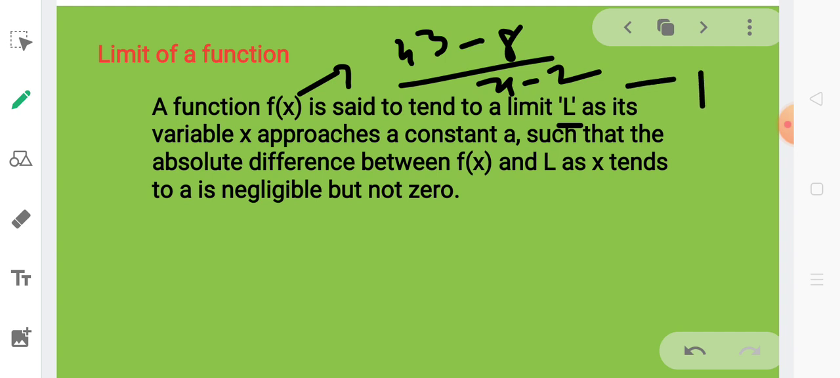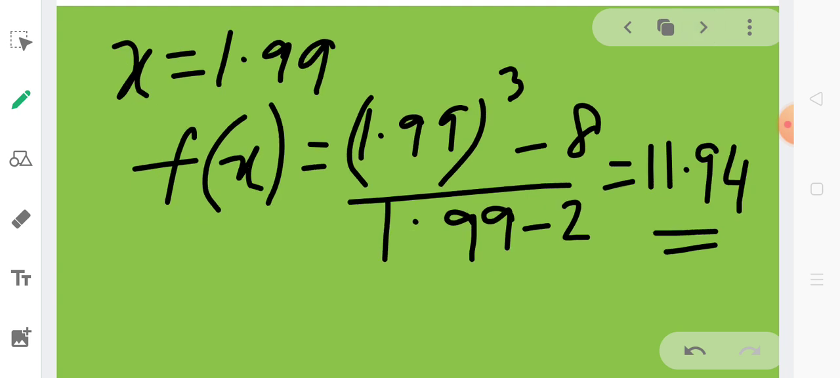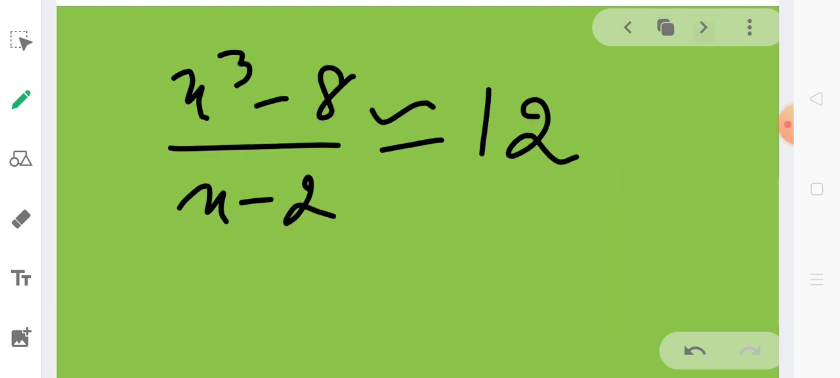What was the limit? 12. As its variable x approaches a constant a. What was the constant? 2. Such that the absolute difference between f(x) and L as x tends to 2 is negligible but not 0. Obviously, once we have calculated it, the value of the function as x tends to 2 is negligible but not 0. It should not be equal to 0. So this is the way we define the limit of a function.